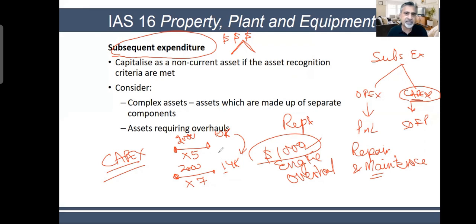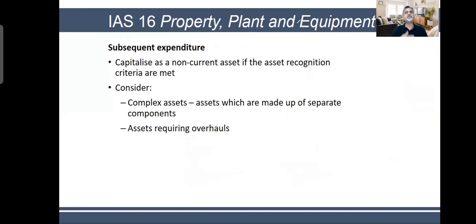So increasing the earning capacity does not mean that within one period it should increase. Over the life of the asset, you should consider. The life of the asset from 5 years has gone to 7 years. So you are going to earn more money. So this 1,000 can be taken as your capex. So these are what we call subsequent expenditure. We always get stuck with that.